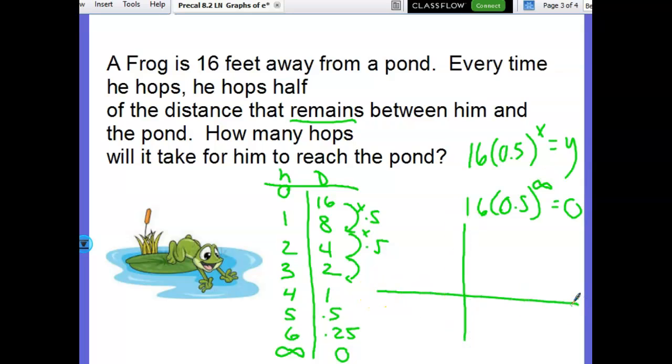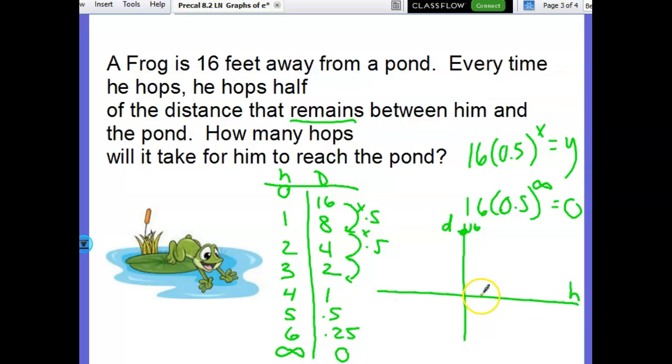So we have, we're going to make hops be the x-axis, and we're going to make distance be the y-axis. So if he's done 0 hops, then he's up here at 16, right? We'll call that 16 right there.